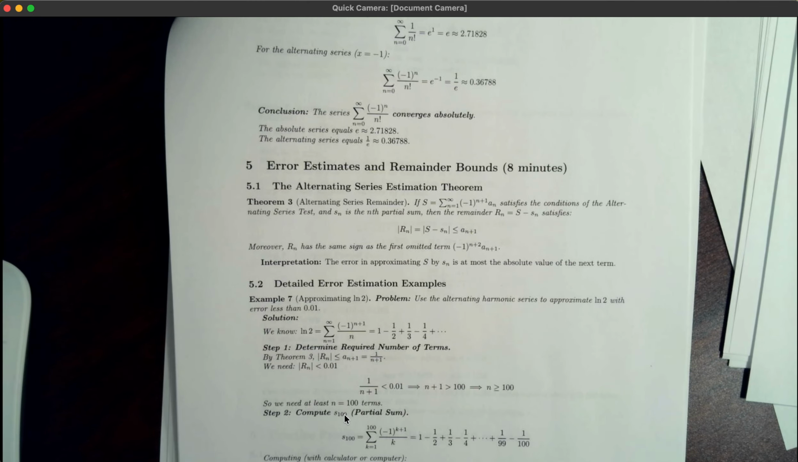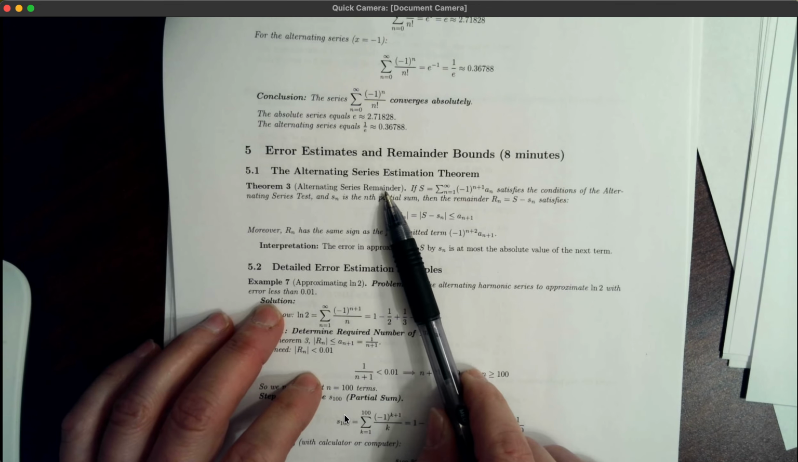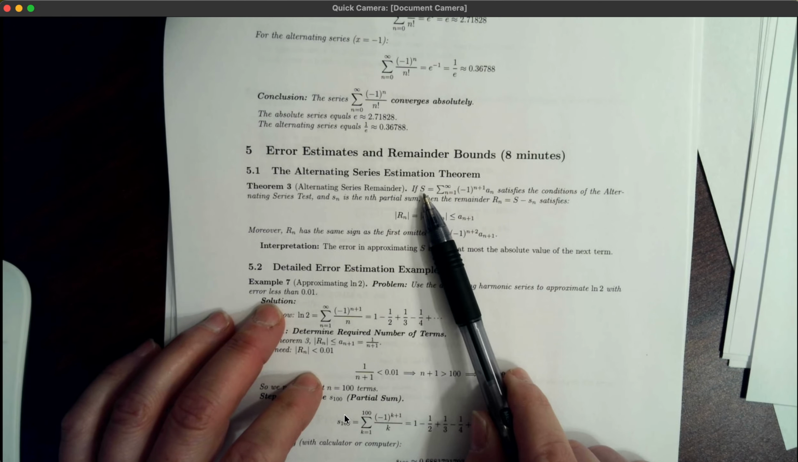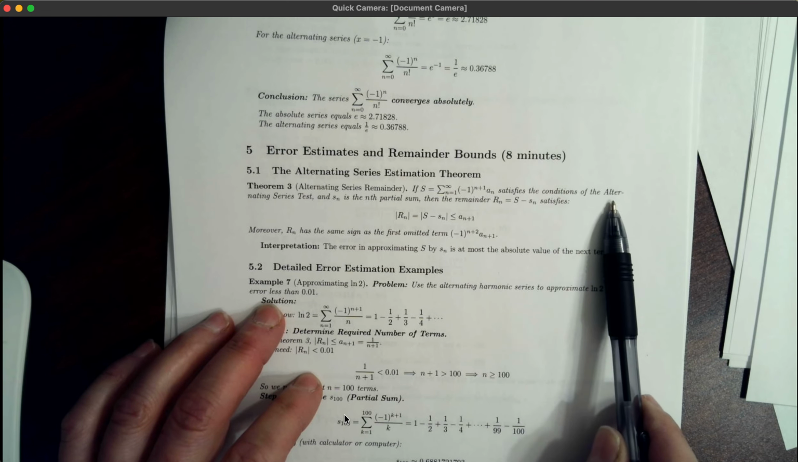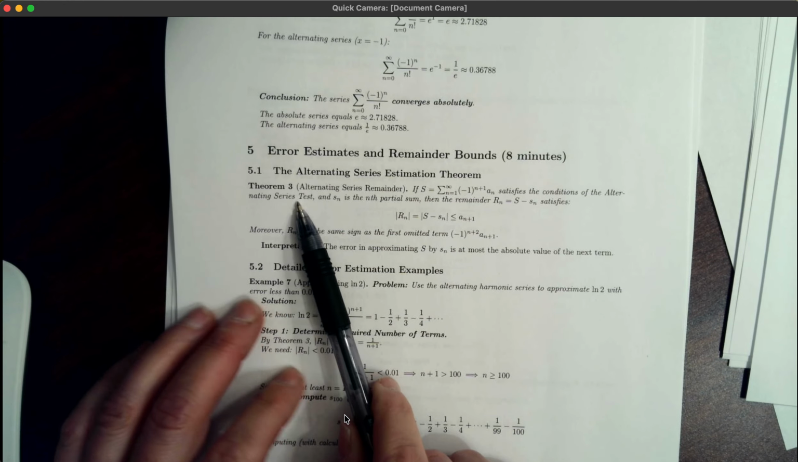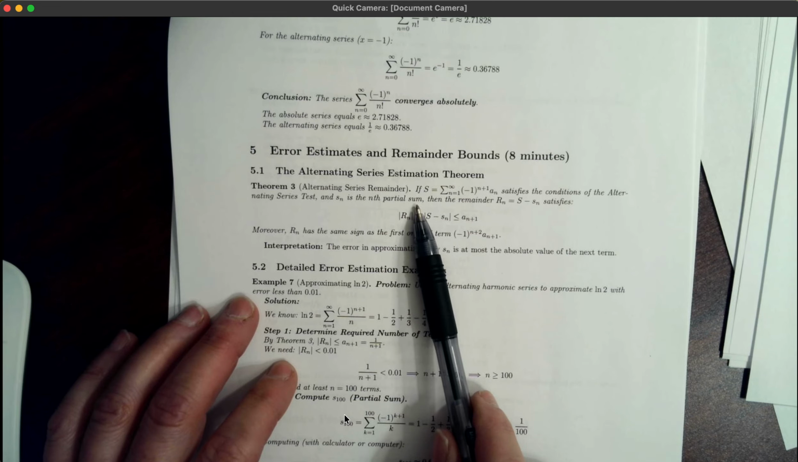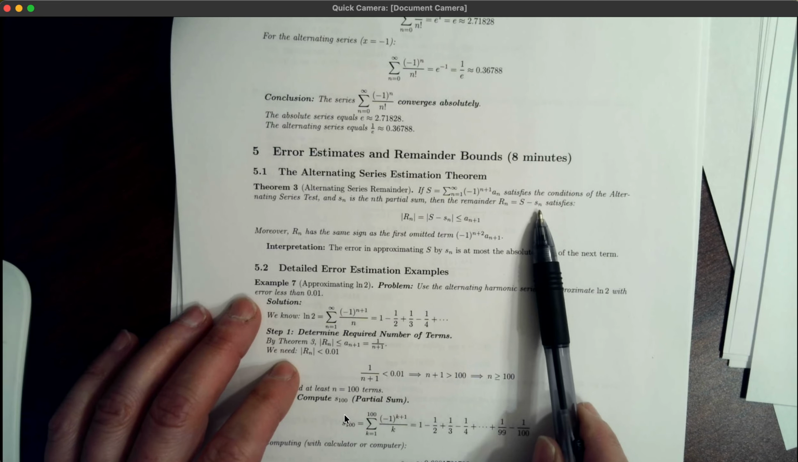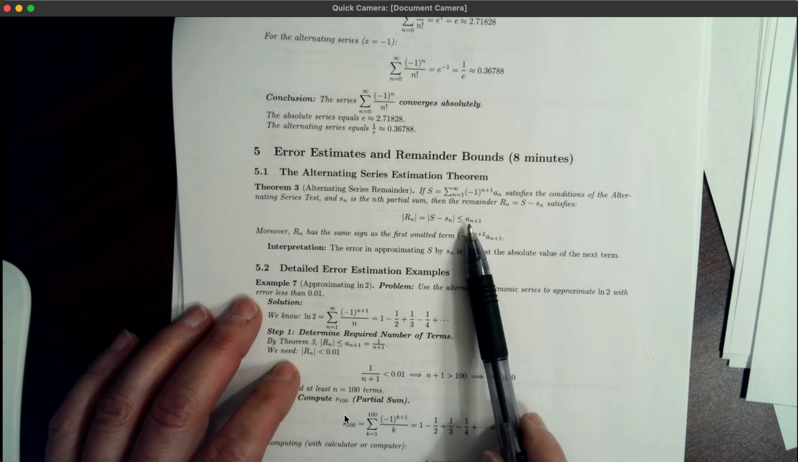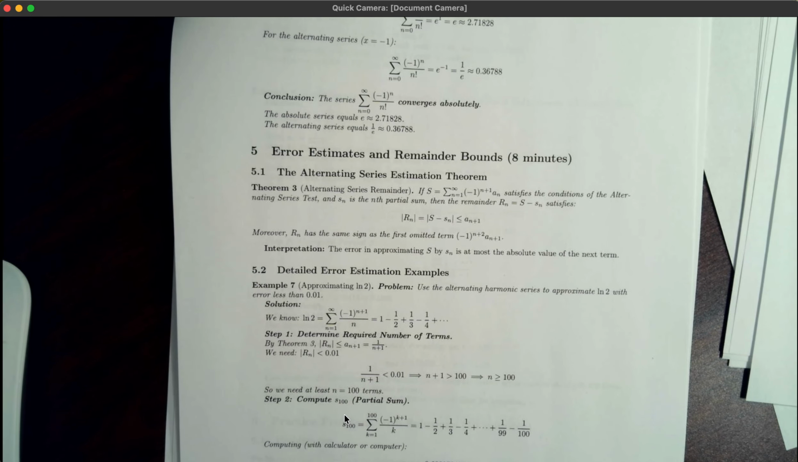All right, so this is a little complicated, so pay attention carefully here. Alternating series remainder. If S is the infinite alternating series and it satisfies the conditions of the alternating series test, and S sub n is the nth partial sum, then the remainder S minus S sub n satisfies this bound. Okay, so what does this mean?